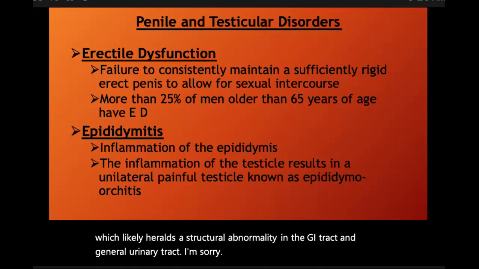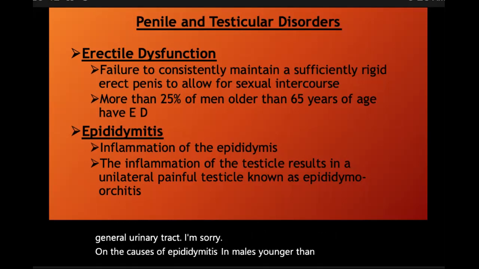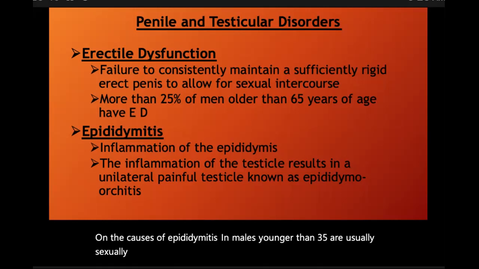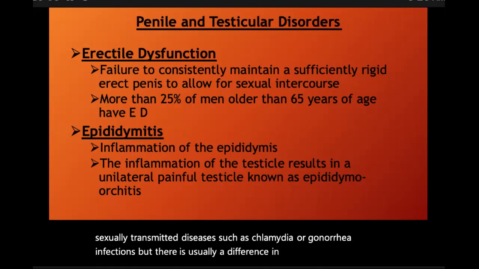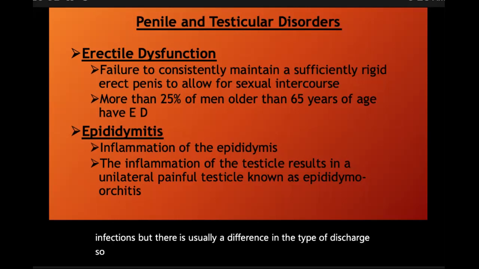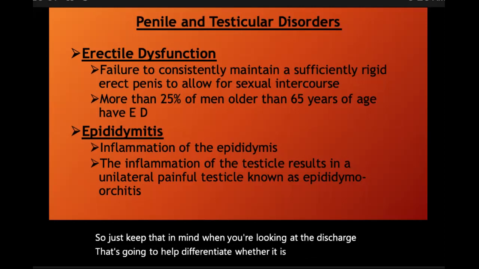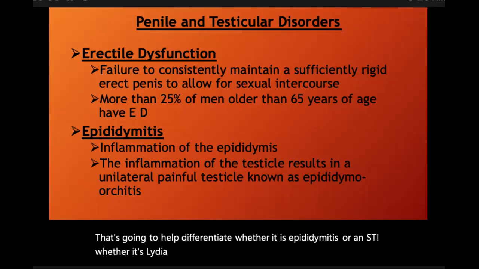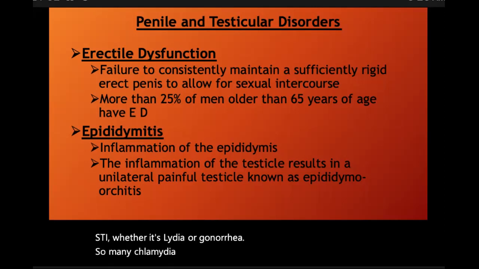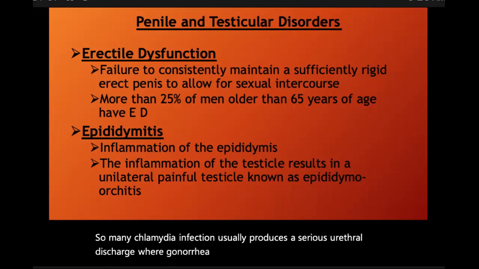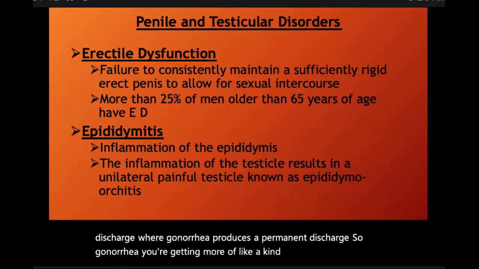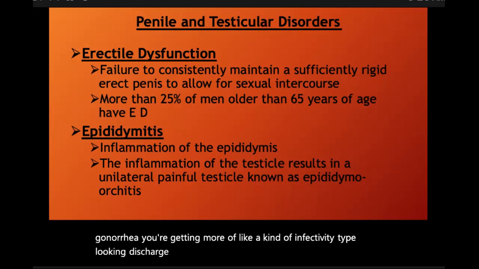The causes of epididymitis in males younger than 35 are usually sexually transmitted infections such as chlamydia or gonorrhea, but there's usually a difference in the type of discharge. So just keep that in mind when you're looking at the discharge. That's going to help differentiate whether it is chlamydia or gonorrhea. Chlamydia infection usually produces a serous urethral discharge, whereas gonorrhea produces a purulent discharge. So with gonorrhea, you're getting more of an infected-looking discharge, versus chlamydia, which is more clearish yellowish.